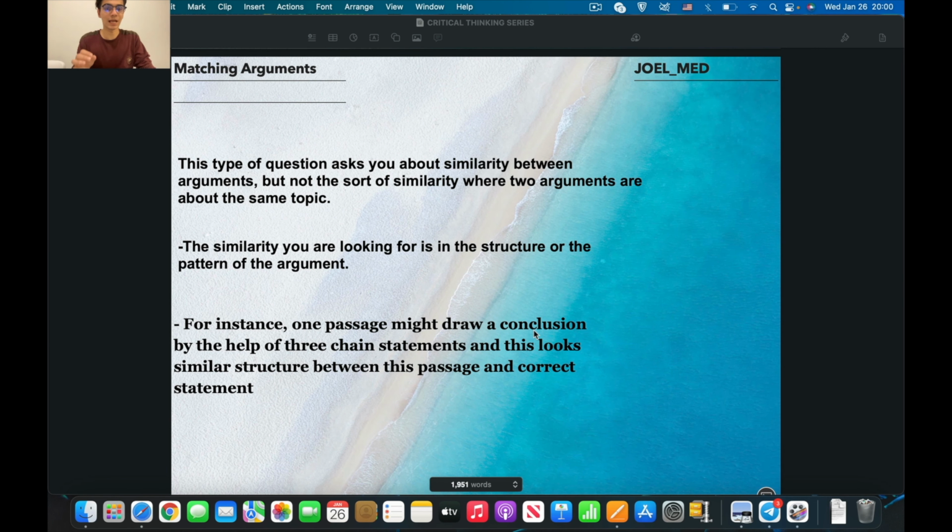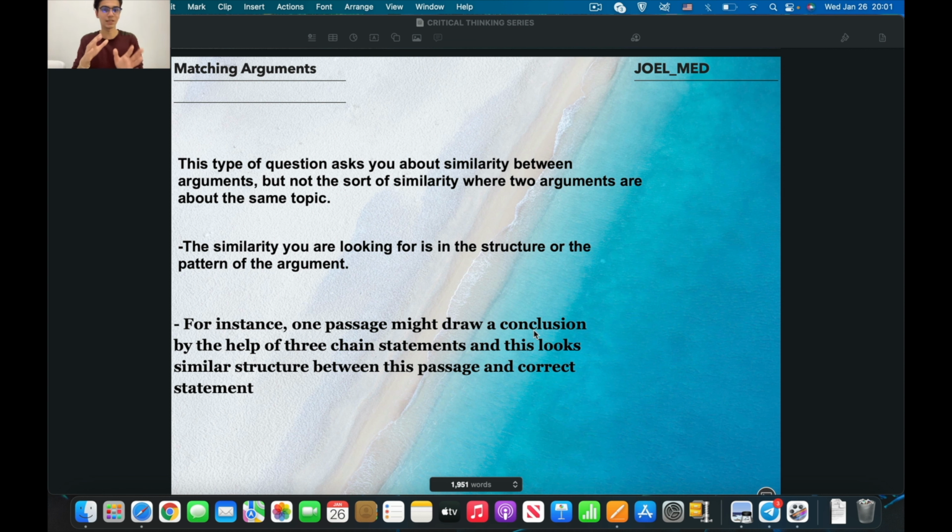For example, I'm going out and then I'm going to work. So a statement should follow this pattern. For example, I'm going to school and I'm studying, this type of pattern I mean. In the video related to this type, I will explain more completely for you guys, so don't worry. For instance, one passage might draw a conclusion with the help of three chained statements, and this looks like a similar structure between this passage and the correct statement.